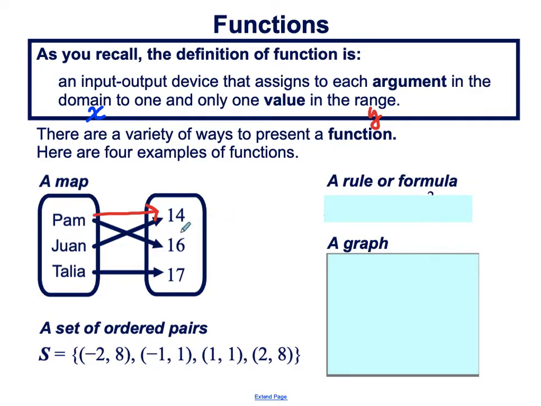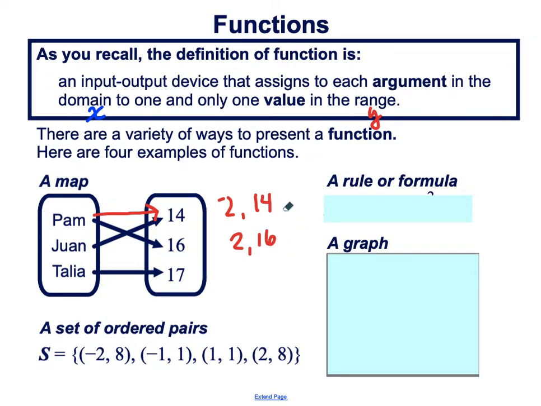So in this mapping diagram, this wouldn't make sense. Therefore, this wouldn't be a function if Pam was scoring 14 points and 16 points, right? So let's say the domain here was 2. So (2, 14) and then (2, 16) cannot be a function because the domain here is assigned to two values in the range.